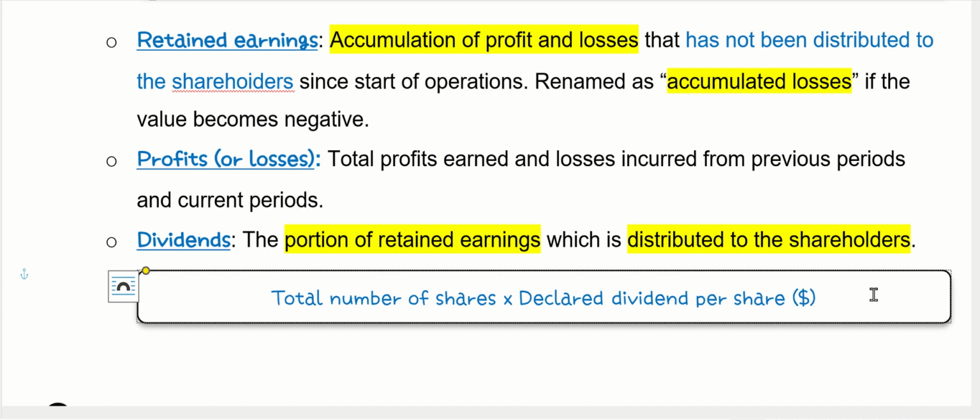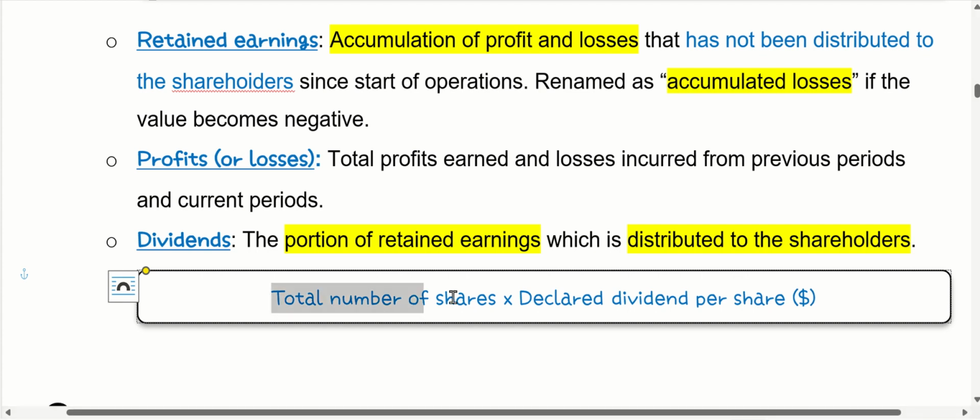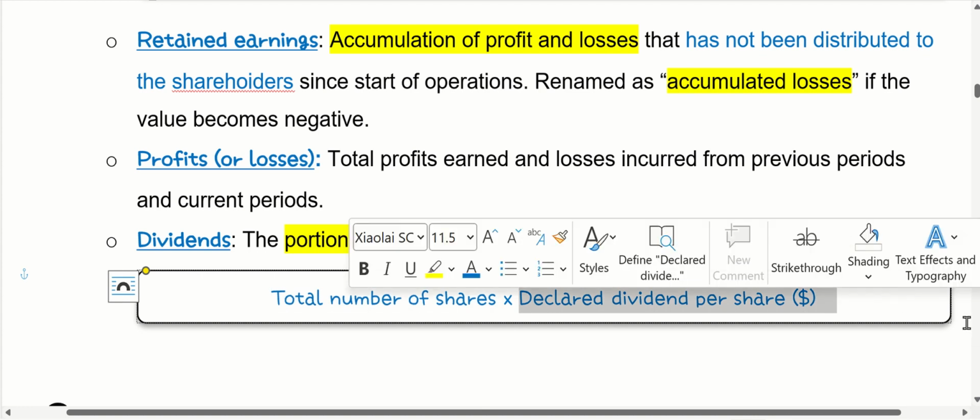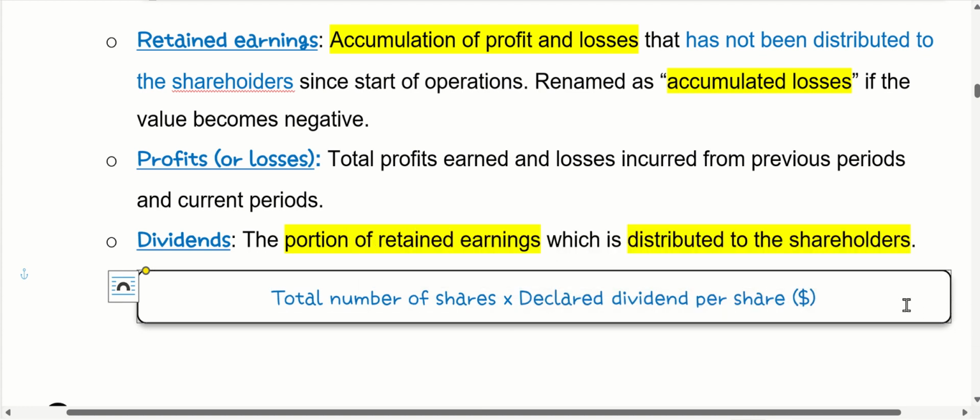So for example, if the business says every share will get $1 dividend, and if you happen to hold on to 100 shares, you will get 100, which is the number of shares, times the declared dividend per share, which is $1 per share. So you'll get $100. Okay, that's how we calculate the total dividends.